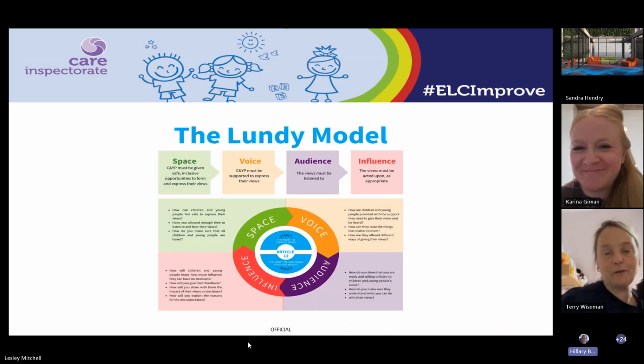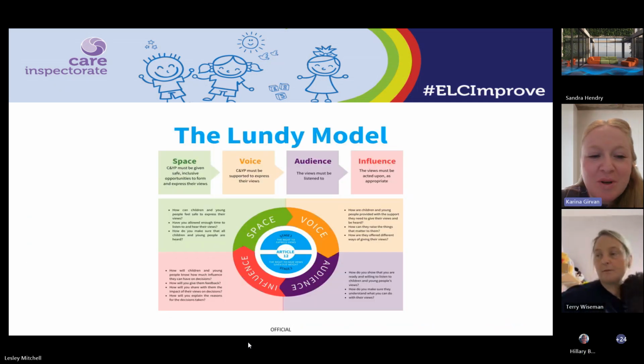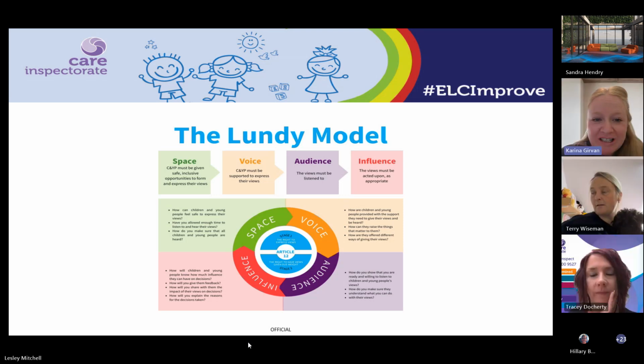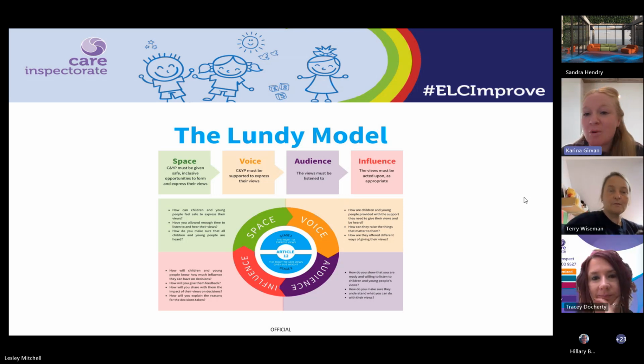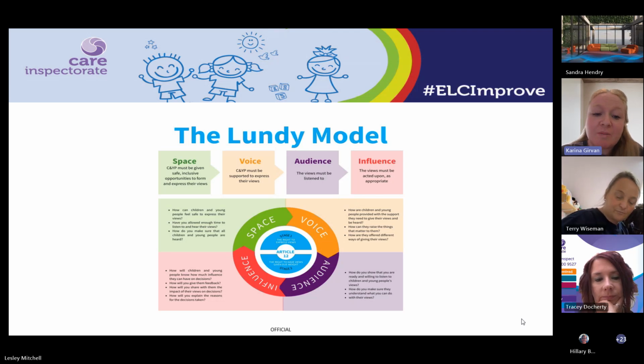Thanks, Hilary. So one of the models that we want to share with you today is the Lundy model. You may have heard of this, you may be familiar with it, or this may be the first time that you're hearing about it. So the Lundy model was developed by Professor Laura Lundy in 2014, and it extends the concepts of participation beyond the spoken word.